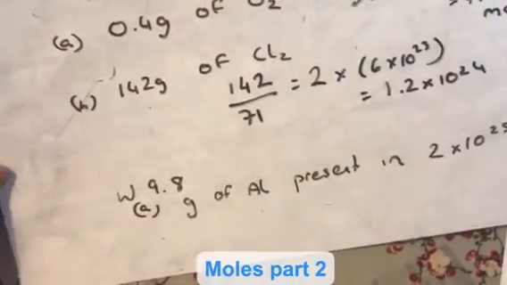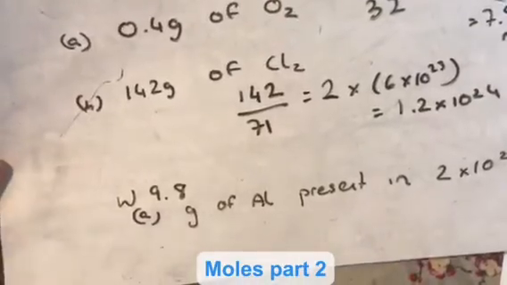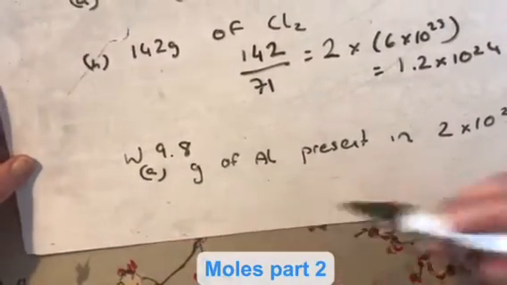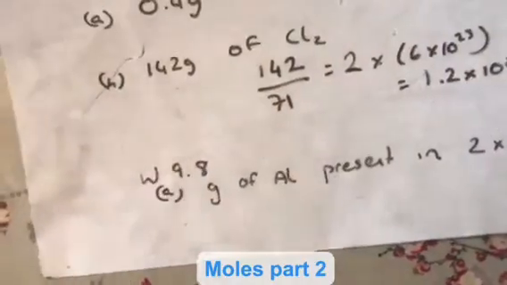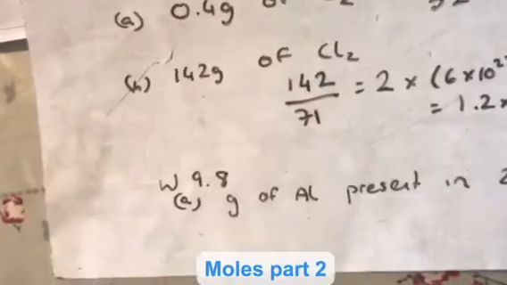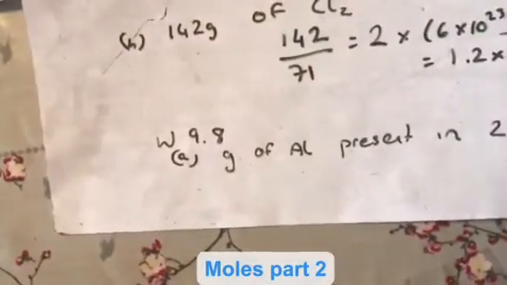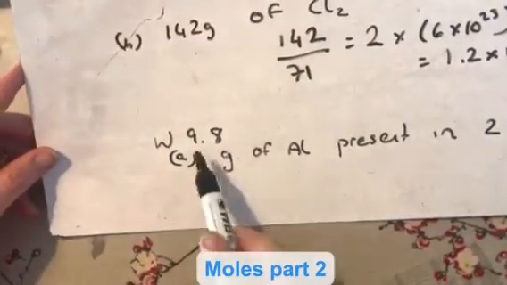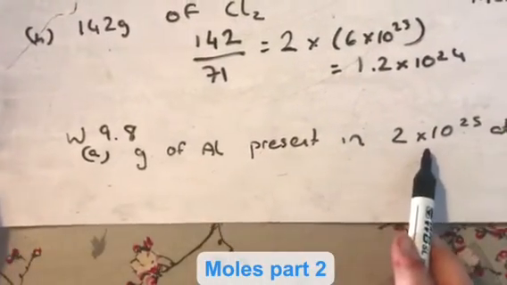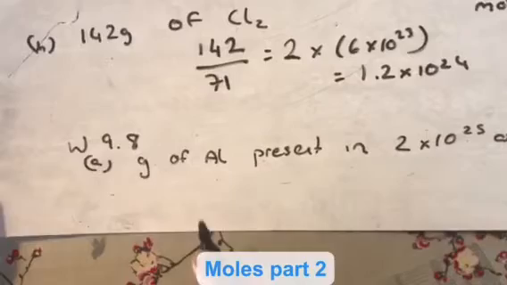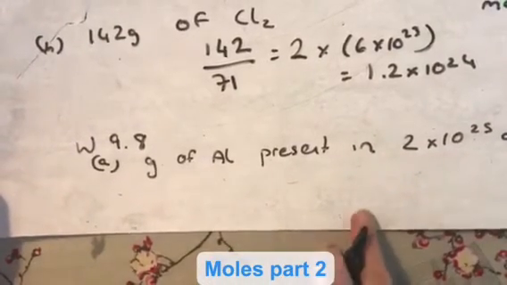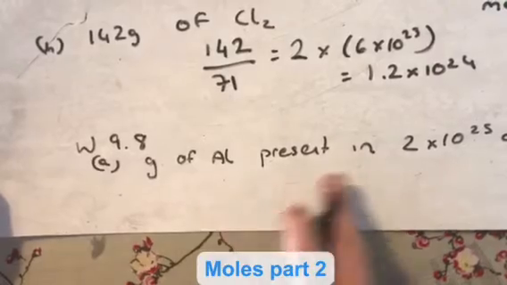What we're on now, ladies, is we are going to be continuing on with just one question, 9.8, okay? So they are looking for the grams of aluminium present in 2 by 10 to the 25 atoms. So you're doing it the opposite way now, okay? Let's look at this.